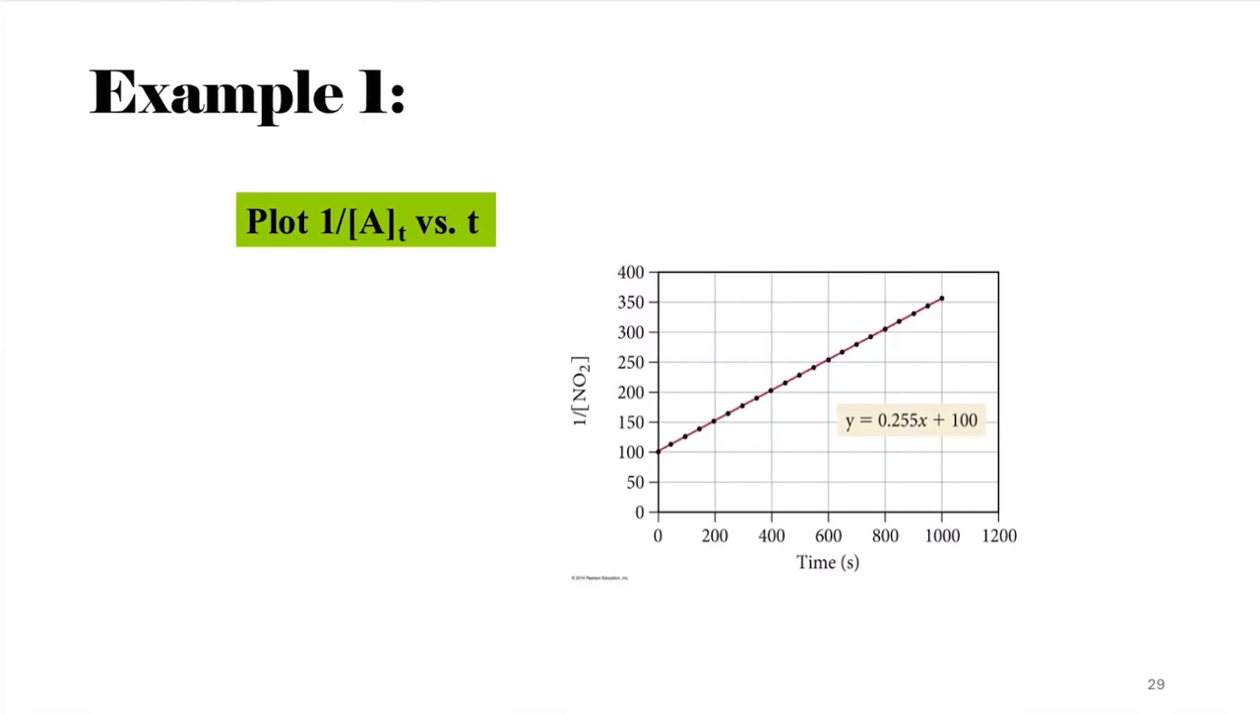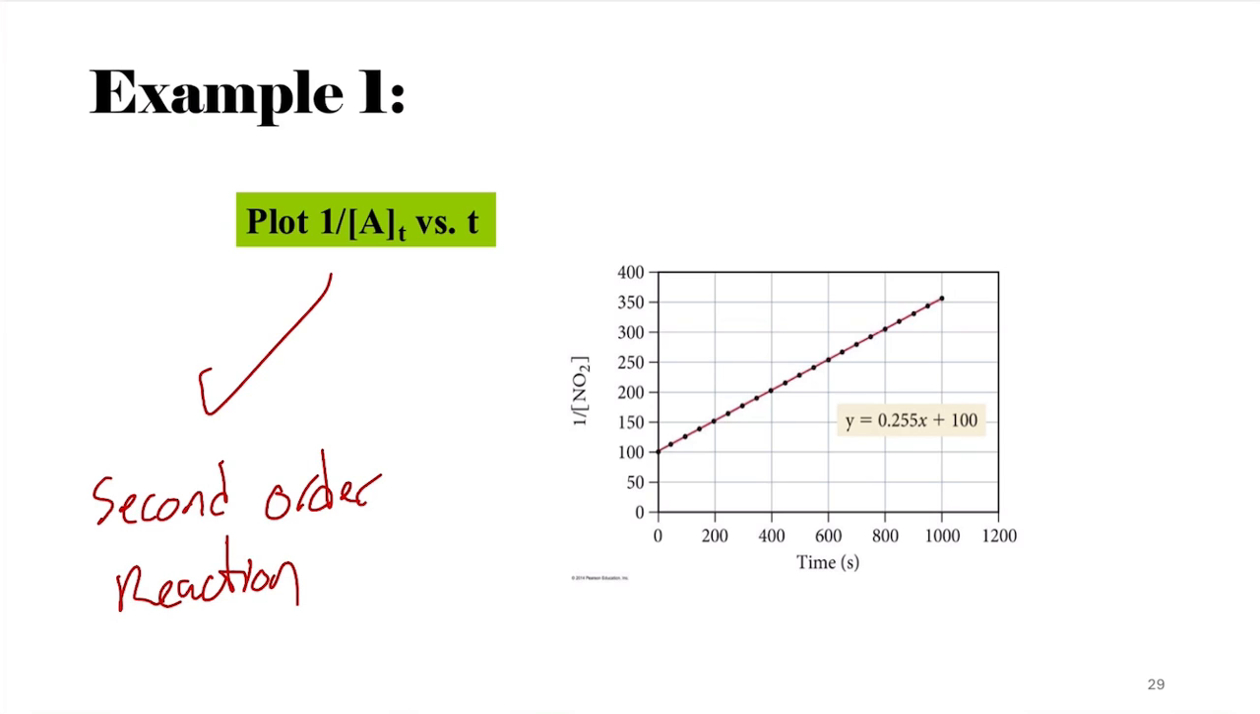So here we plot 1 over the concentration versus time. Does that look like it has a good fit? This looks like it does have a good fit, so then we would say this is what order reaction? This is a second order reaction. And then the R squared value would be around 1 for this plot.